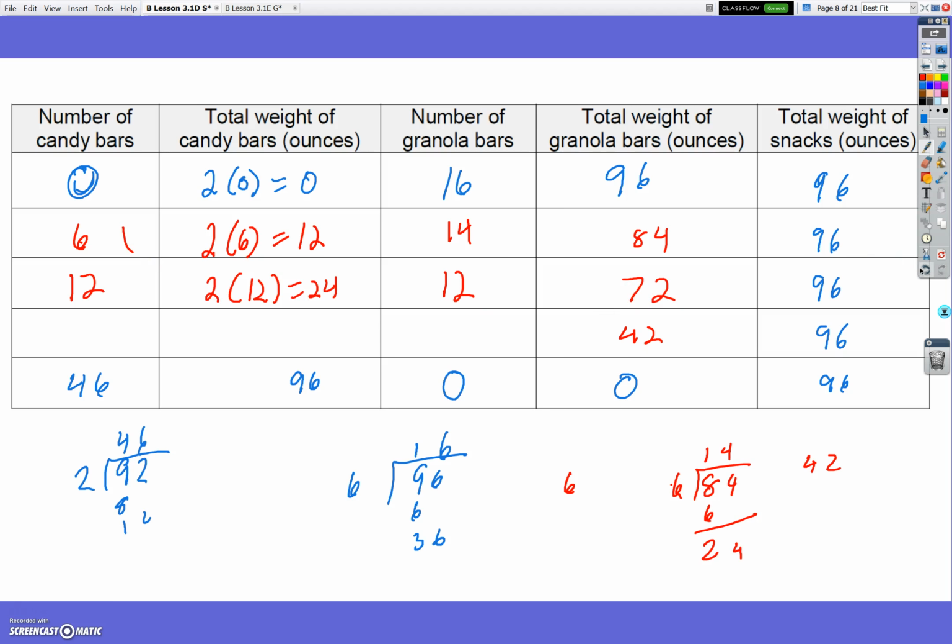And so let's say I did this again. I can go ahead and take 15 candy bars. That would be 2 times 15, which would be 30, which means I would have a total of 66 more ounces, which means I would have 11 granola bars. So guys, what I just want you to realize is the total weight will add up to 96 on all of these.